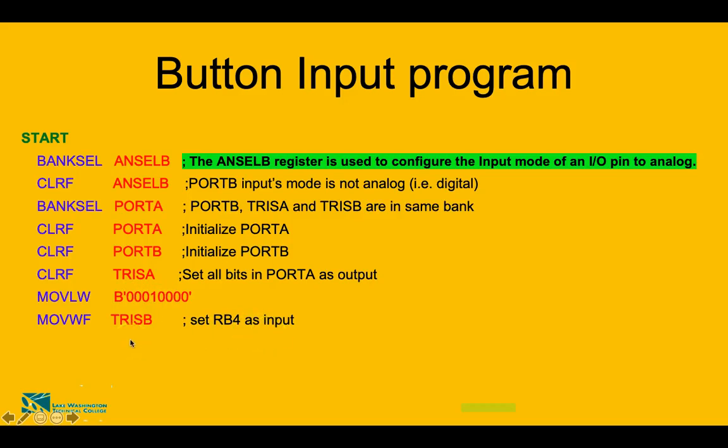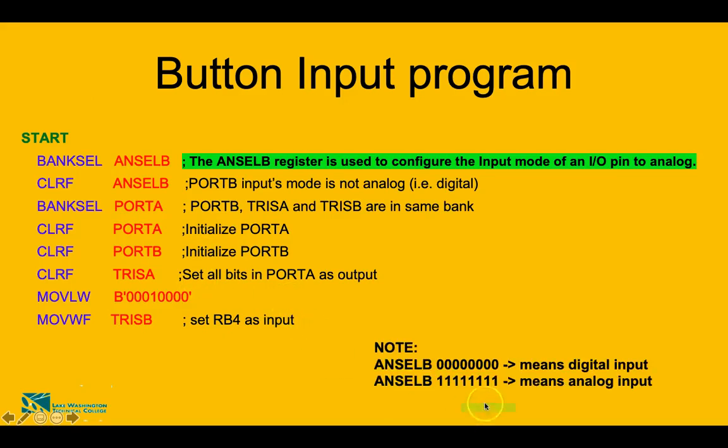So you follow these steps, and this is just like initializing the input. And so for ANSELB, if you give all zeros it means digital input, and if you give all ones, then it means analog input.